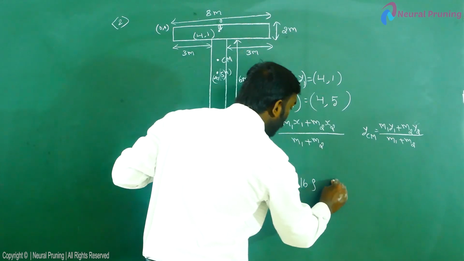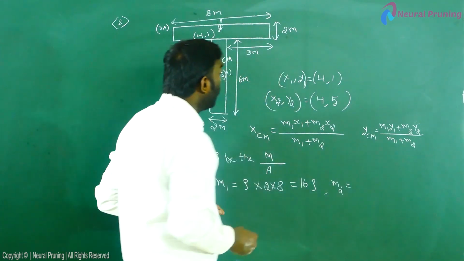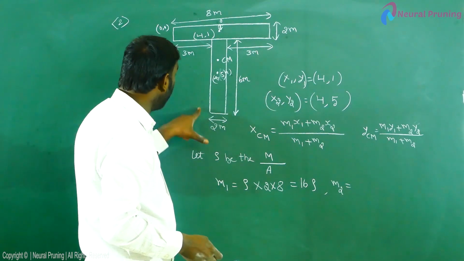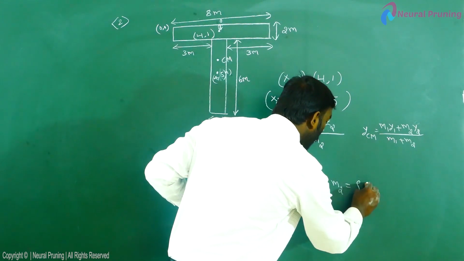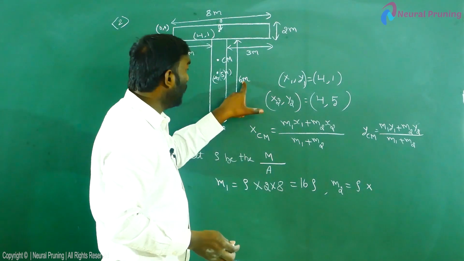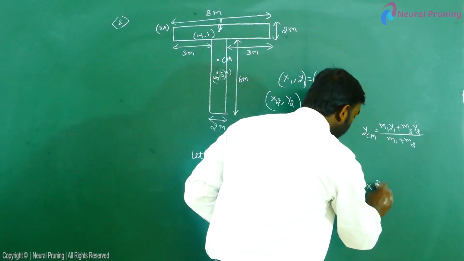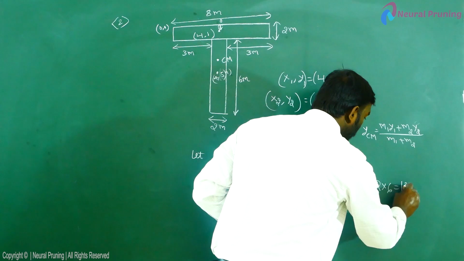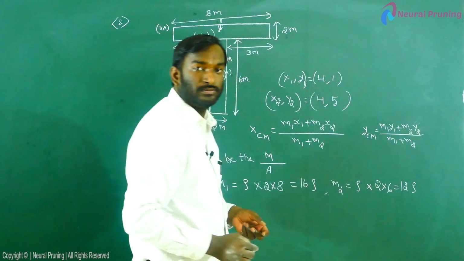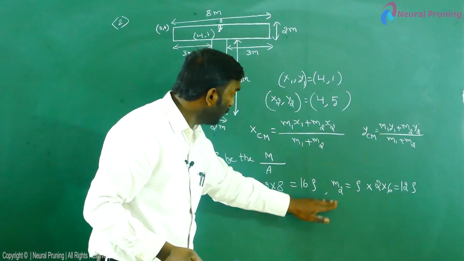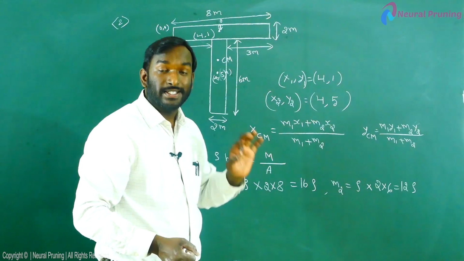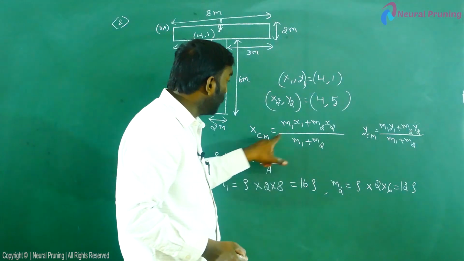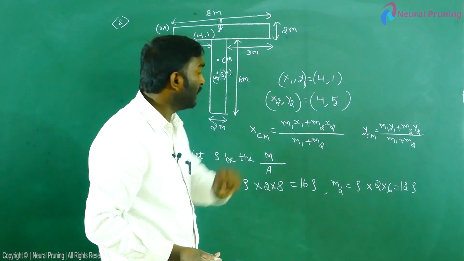Similarly, find m2. What is m2? m2 for this vertical portion is equal to rho into 2 into 6, which is 12 rho. Now I have m1, m2, x1, y1, x2 and y2. Just substitute the values in this formula, XCM and YCM.